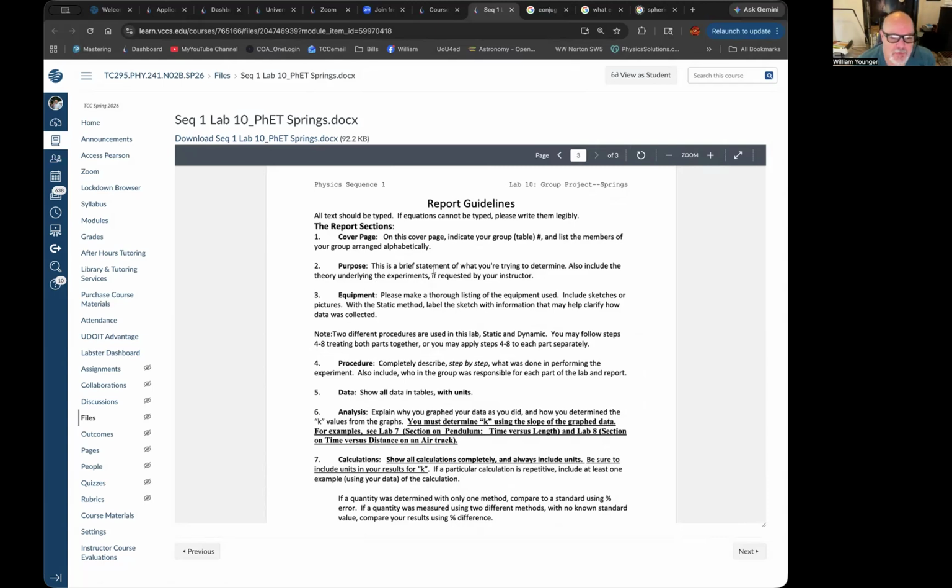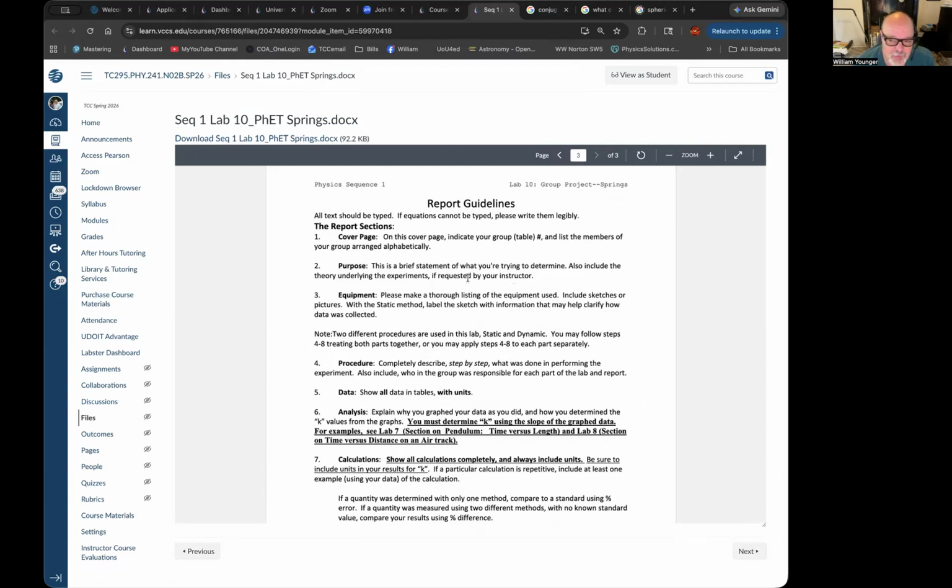The purpose: this is a brief statement of what you're trying to determine. Also include the theory underlying the experiments. I do want you to do that. I want you to more or less paraphrase, put in your own words, or look in your textbook in chapters 14 and 15. You'll find descriptions, and in earlier chapters when we first did Hooke's Law, you'll find descriptions and explanations about Hooke's Law, F equals kx, and also about oscillatory motion, that sort of stuff.